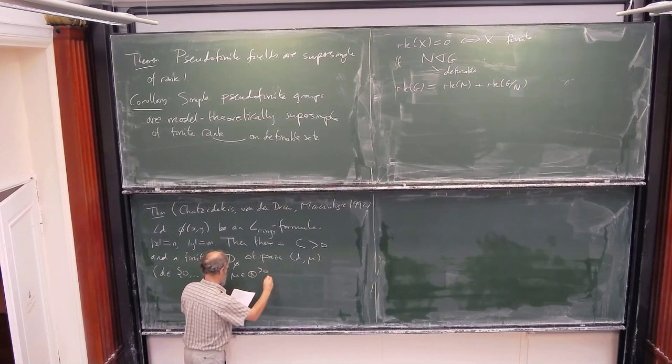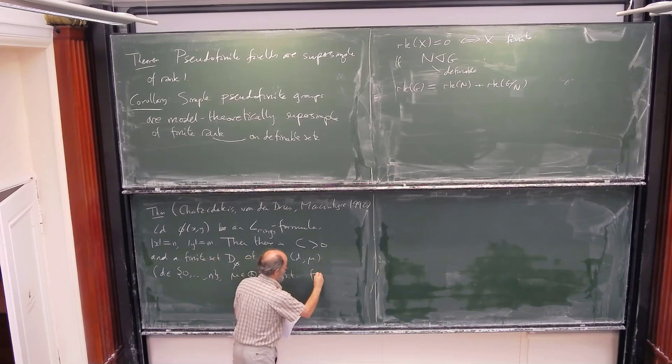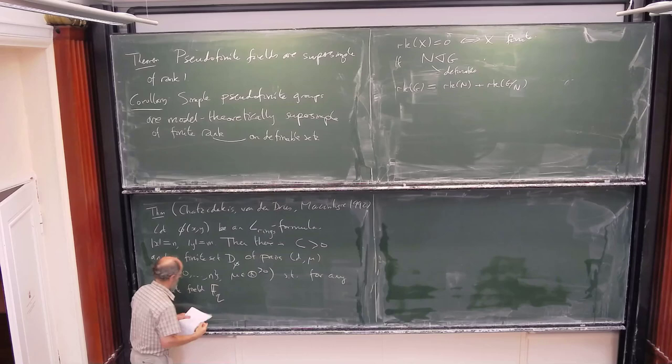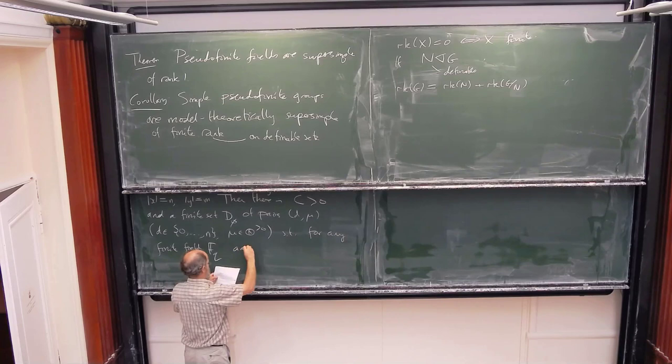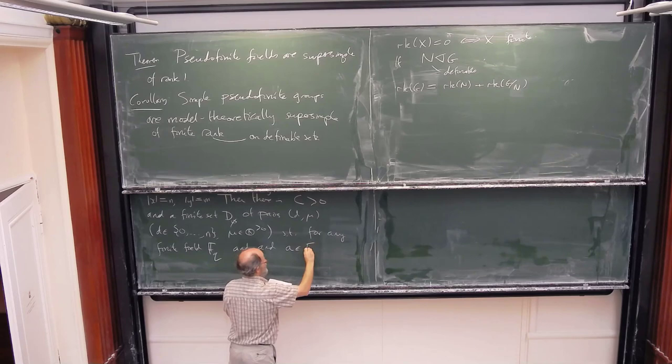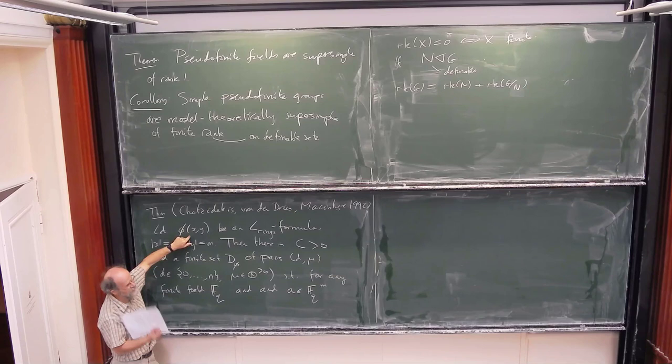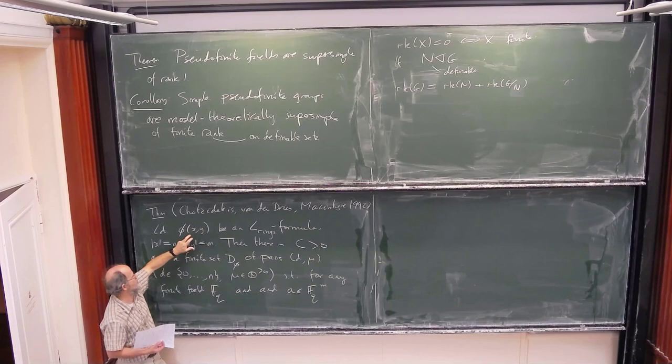Okay, such that for any finite field FQ, and any choice of parameters from that field, so the parameters for the y variables, the point is you've got a formula in two lots of variables. So in any structure, this gives you a family of definable sets. For each choice of parameters y, you get a definable set in the x variables. So that's what we're looking at here.